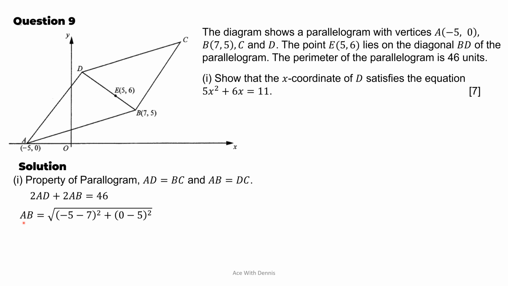So we can find the length of AB since we know the coordinates of point A and point B. It will equal the square root of ((-5 - 7) squared plus (0 - 5) squared), and the length is 13 units. So we can update this equation. Therefore, 2AD plus 2 times 13 equals 46, which means that AD is (46 minus 2 times 13) over 2. And the answer is 10.